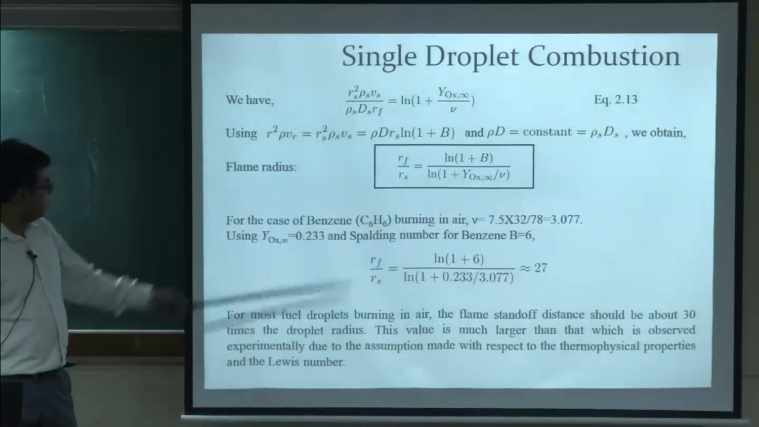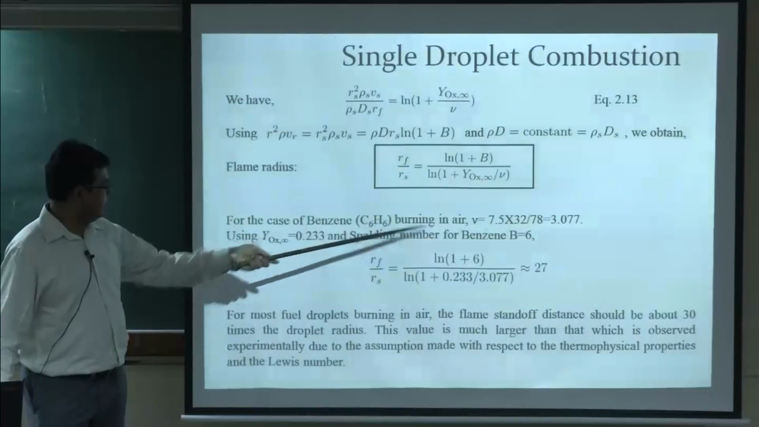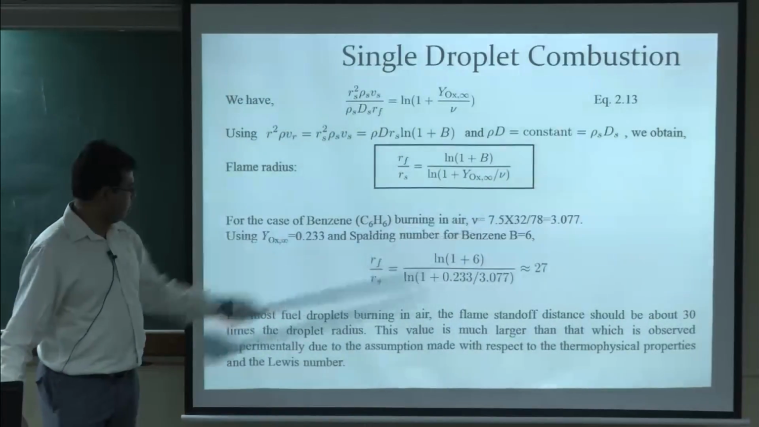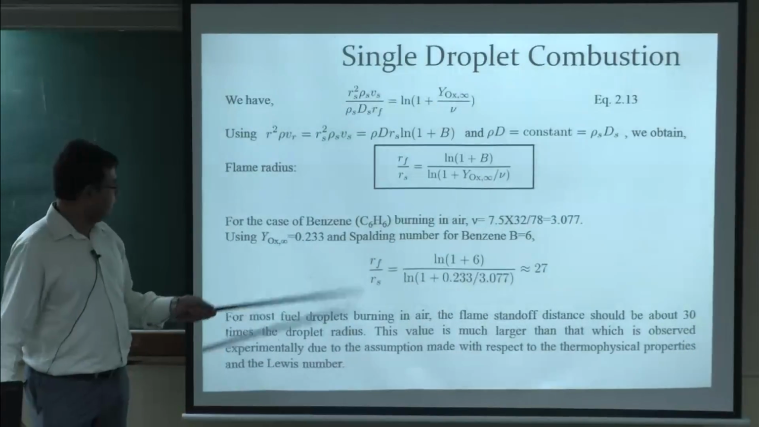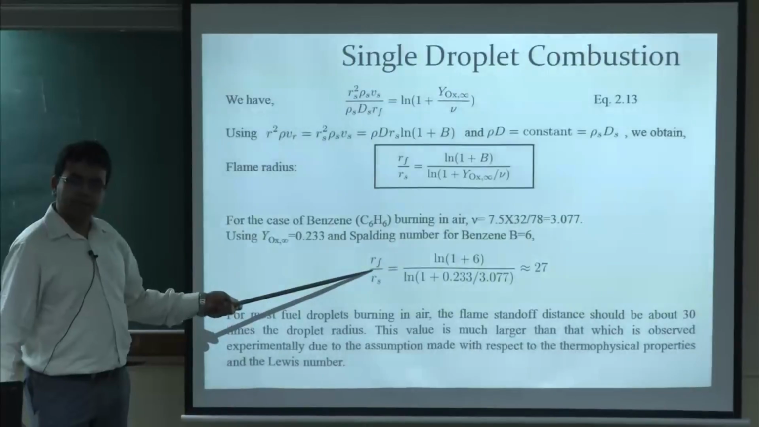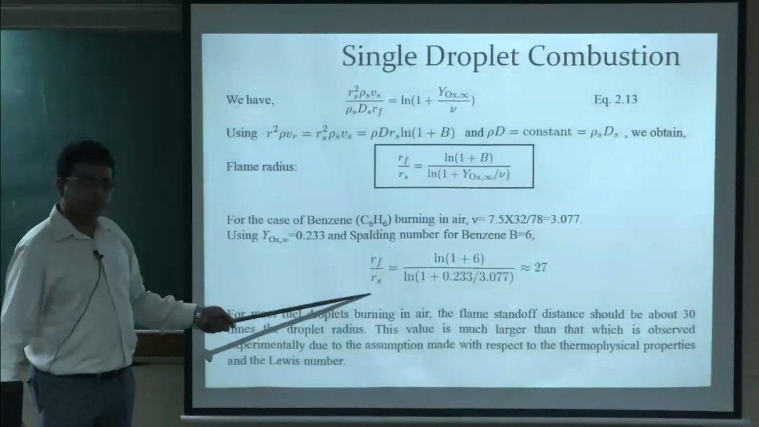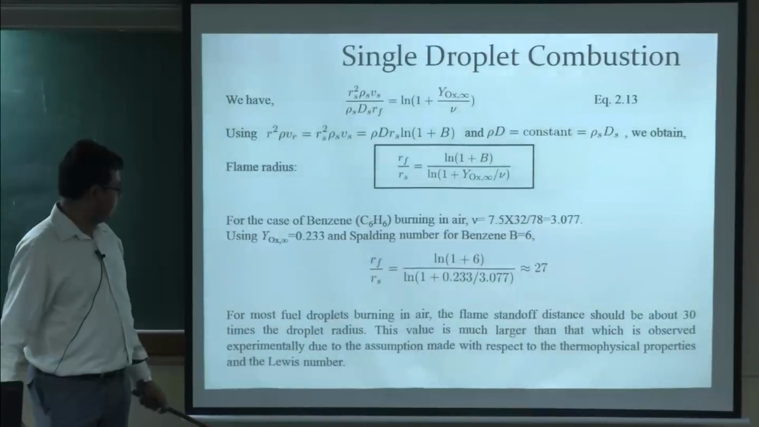Okay. So, typically for benzene burning in air, we have a stoichiometric ratio of 3, and if Y oxidizer at infinity is 0.233, then you can calculate the flame radius. The ratio of the flame radius to the droplet radius is around 27 in this case. Okay.